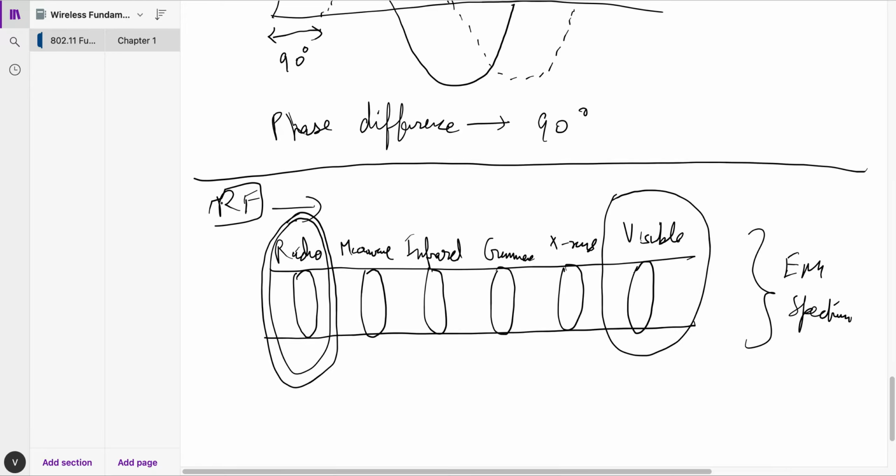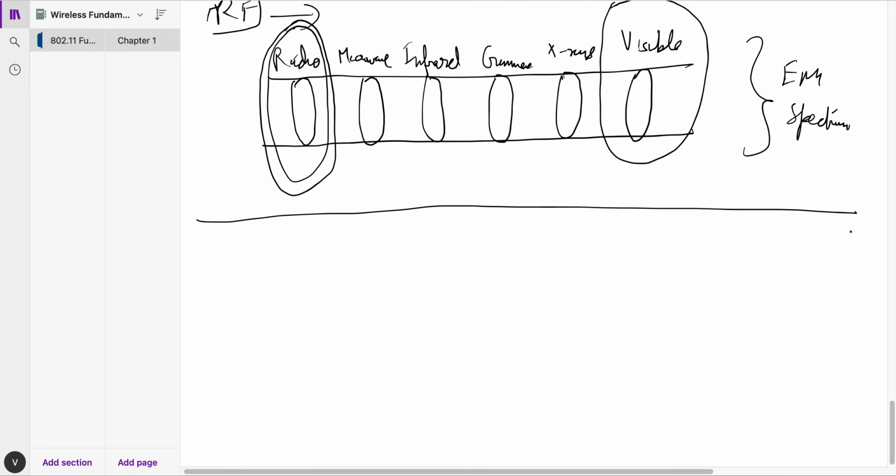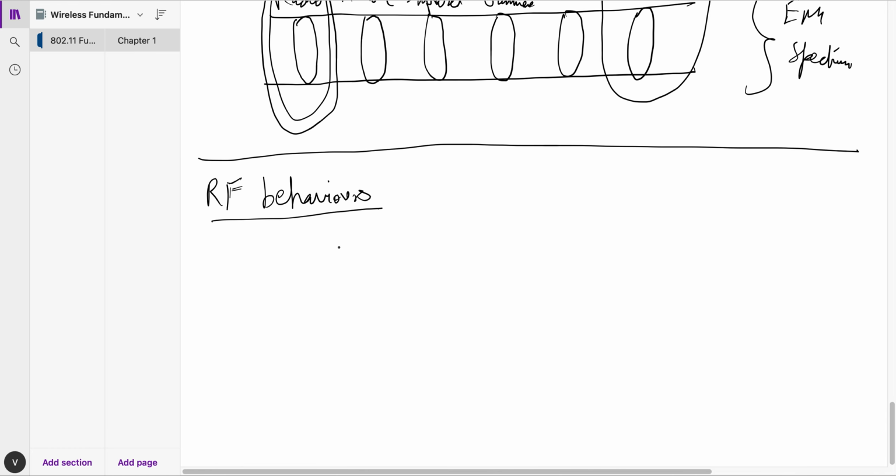We are also going to talk about some other concepts, when I say concepts, I mean some RF behaviors now. Okay. RF behaviors, kind of like how the RF can behave when it is propagating. And the first word that comes to mind is wave propagation.